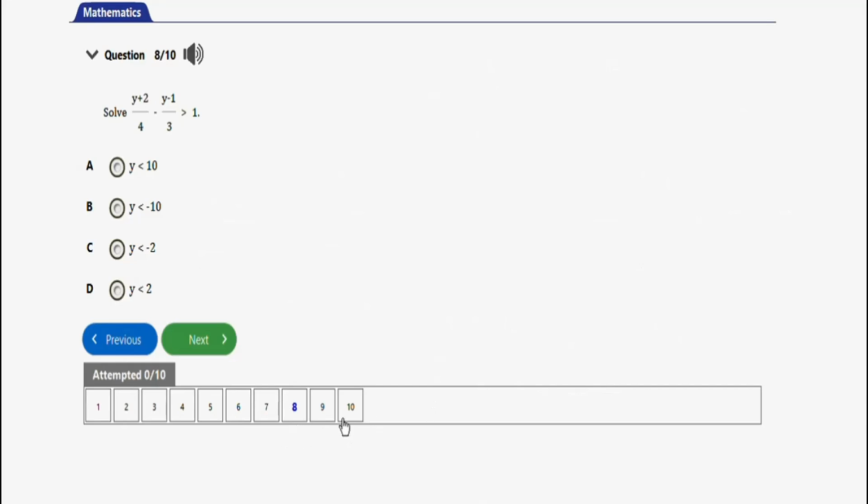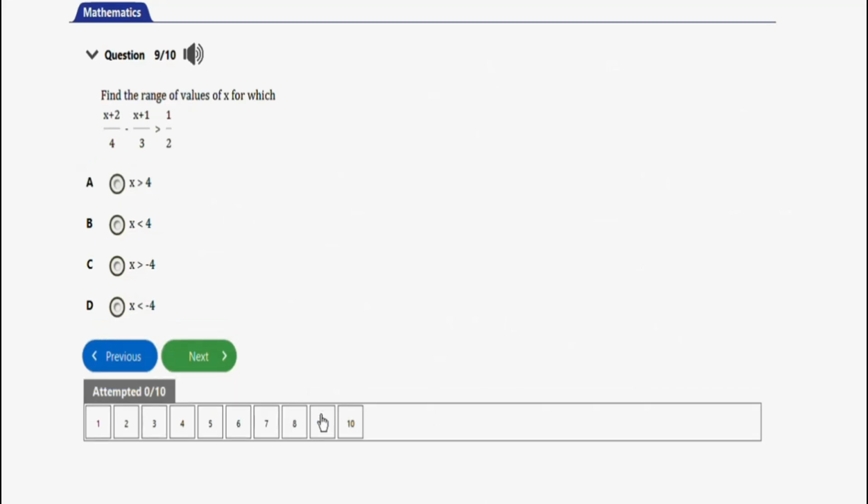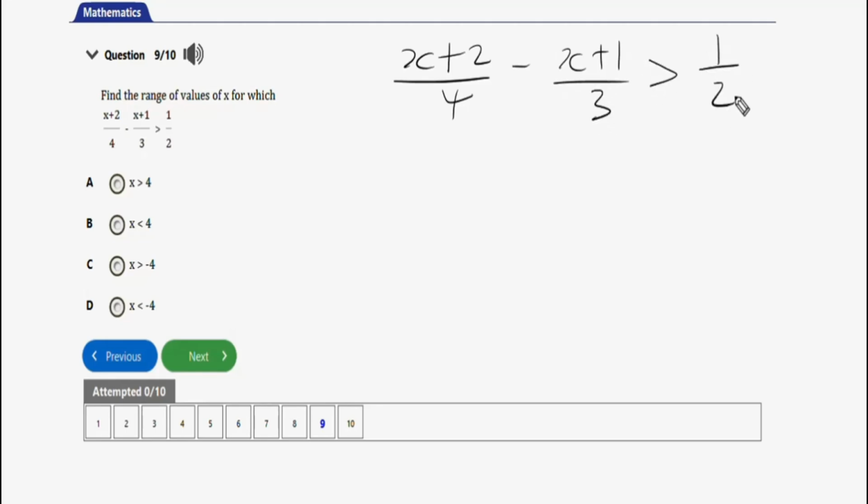So guys, the next repeated question will be this one. It says find a range of values of x for which this is greater than this. So let's solve this as well. So this will give us x plus 2 over 4 minus x plus 1 over 3 is greater than 1 over 2. So the LCM here will be 12.